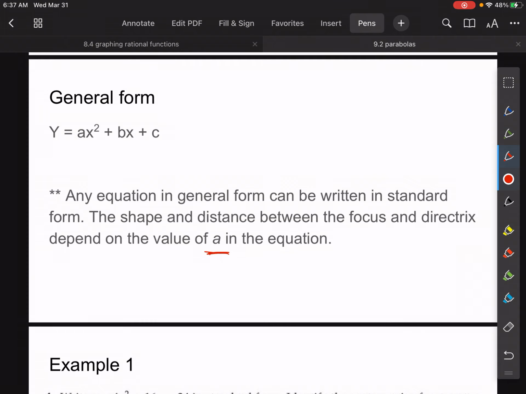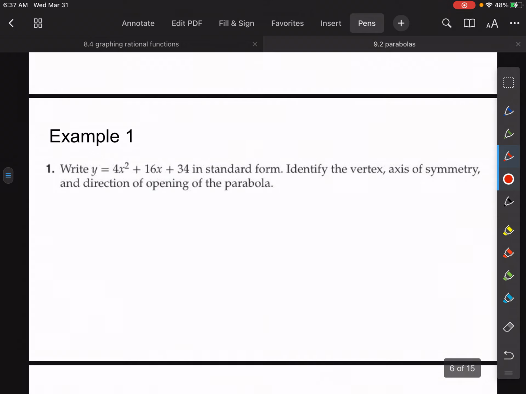upside down or not. So example 1 says they want us to write this thing in standard form. Okay, another name for standard form is vertex form. So they want this in vertex form. Okay, so we're going to do some completing the square like we did in the introduction to the chapter. Then we're going to identify the vertex, axis of symmetry, and the direction of opening.